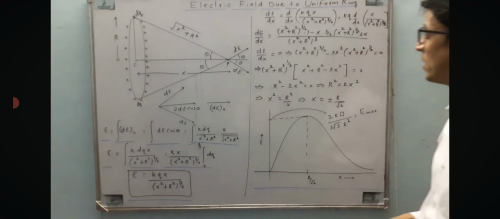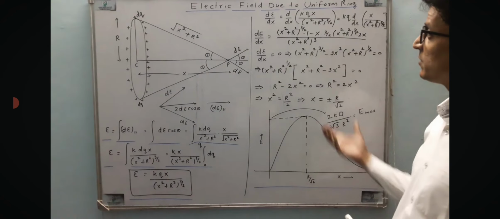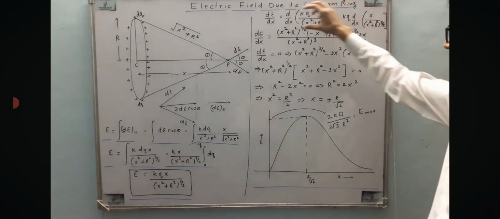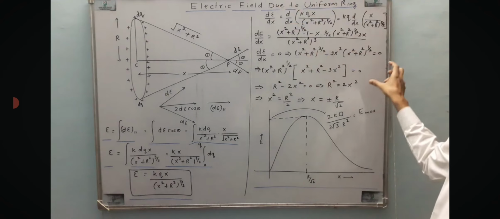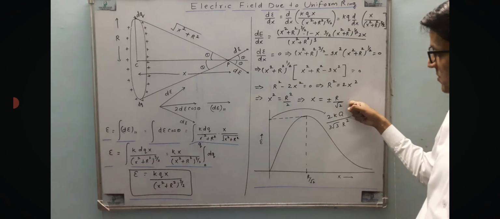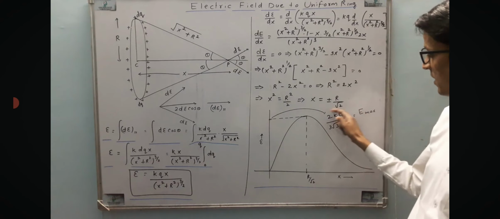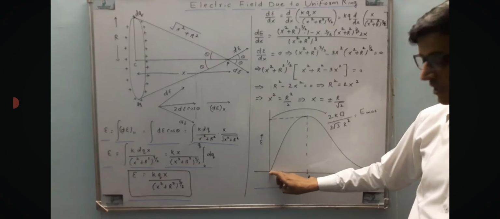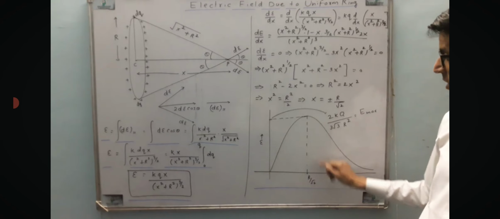We need to draw the graph, so for that we need to find the extremes of this graph. So just differentiate the expression, and after all calculations we have x equal to plus or minus r by root 2. If we substitute this value, we get the electric field as 2kq by 3 root 3 r squared. So at x equal to 0, the electric field is 0. At x equal to r by root 2, the electric field will be maximum.